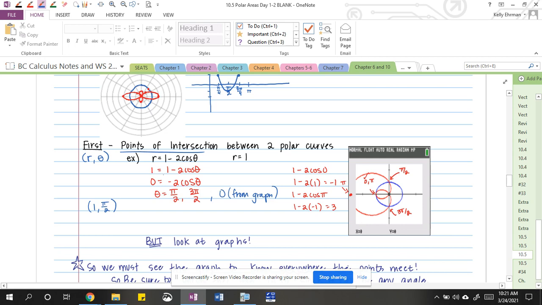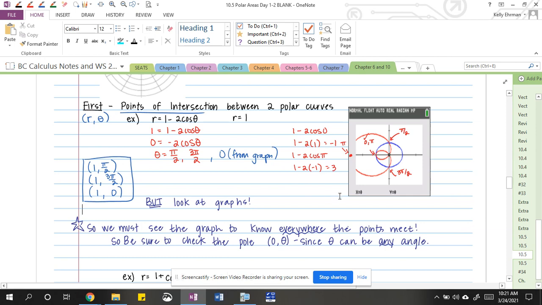Oh, duh, you know what? It would have to be 1, right? Because the circle is r equals 1. So life is easy for this one. We won't always have a circle and another curve, though, so you might actually have to spend time plugging in points, but there are 3 points of intersection there.